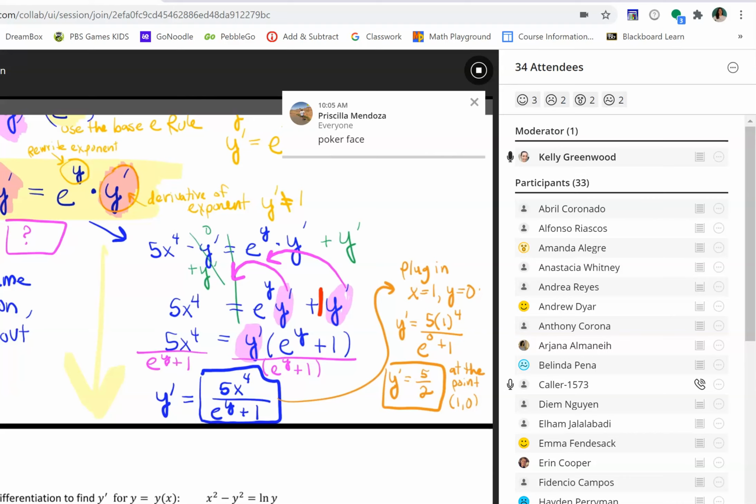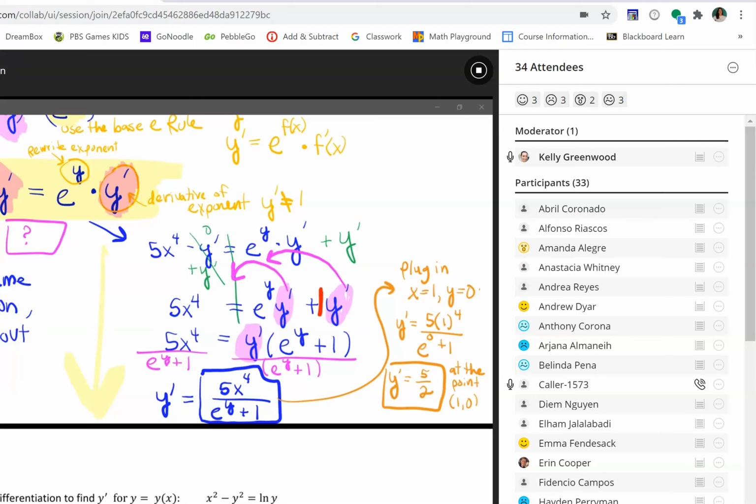Test 1 is usually what I call bimodal. Either you ace it or you bomb it. And test 1 has a lot of different topics. It had limits. It had the 4-step process. It had derivatives. It had all these business concepts. So that's why it's so bimodal. It's all over the place.